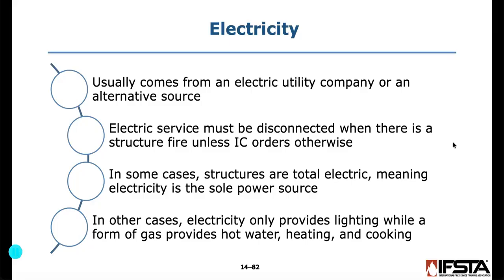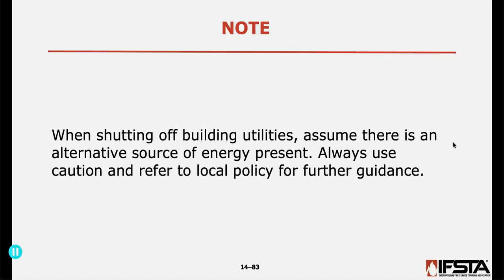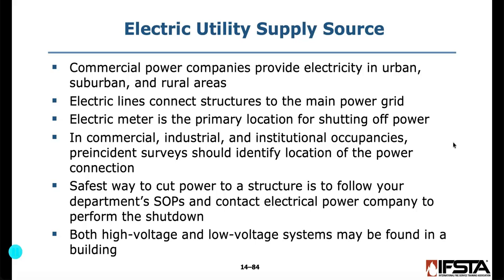In others, electricity provides only lighting, while forms of gas provide hot water, heating, and cooking, right? So yeah, do these have an electric stove or do they have a gas stove, right? So you'll want to walk around the structure and look for all three: gas, water, and electrical. When shutting off building utilities, assume there's an alternative source of energy present. Always use caution and refer to local policy for further guidance.